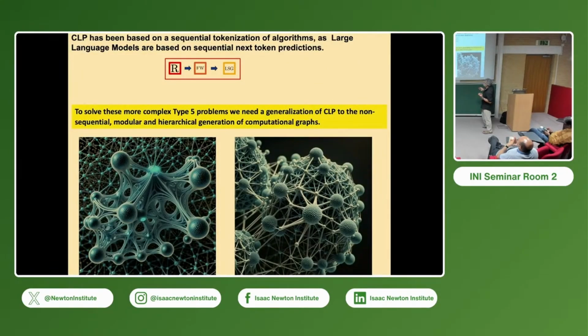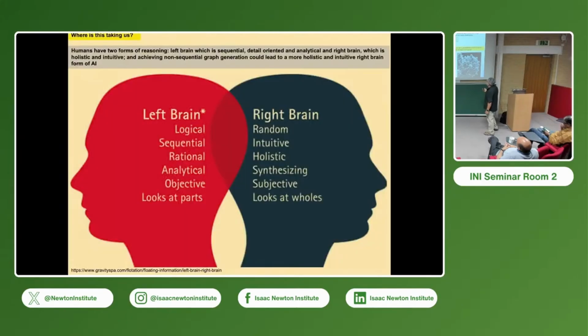Now, this framework that I just described has been based on a sequential tokenization of algorithms, as large language models are based on sequential next token predictions. To solve these more complex type 5 problems, we need a generalization of CLP to non-sequential, modular, hierarchical generalization of computational graphs. Where is this taking us?